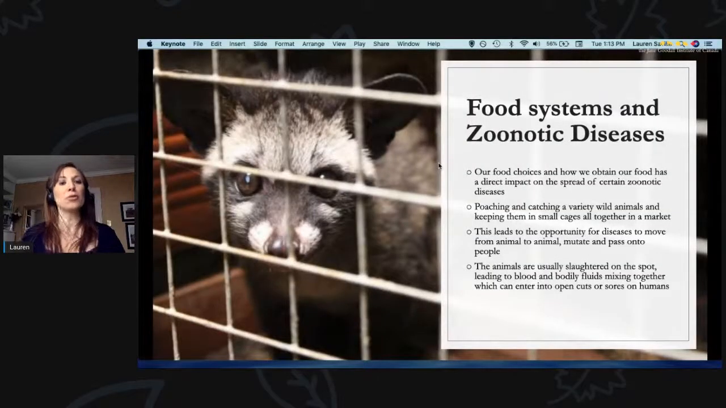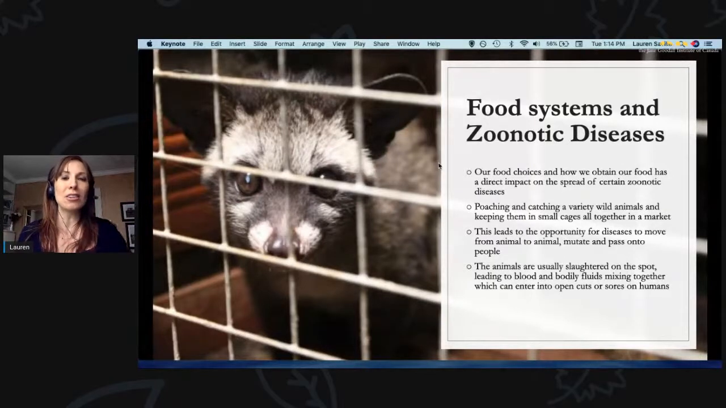When we're talking about food systems and zoonotic diseases, really our food choices and how we obtain our food has a direct impact on the spread of certain zoonotic diseases. We as individuals can really make a difference when it comes to the spread of these diseases. Poaching and catching wild animals and keeping them in small cages in these markets is obviously not good for the animals or for us, because it increases the rates of these viruses recombining so they can get into humans.